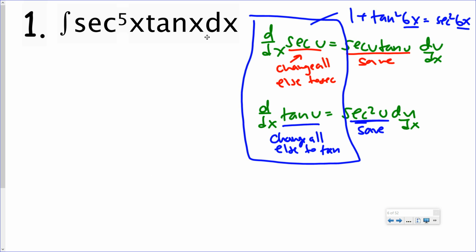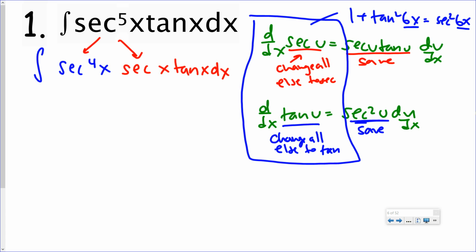Okay, so let's look at this problem here. What do you want to do? Do you want to save a secant tangent or do you want to save a secant squared? Secant tangent. So this is going to be the integral of secant 4x times secant x tangent x dx. Do you see what I did? Because if I save a secant tangent, then this secant to the 5th splits up into 4 and 1. This right here is what I'm going to save. What it means is you're not going to recombine it with the secants. You're going to save it separate.